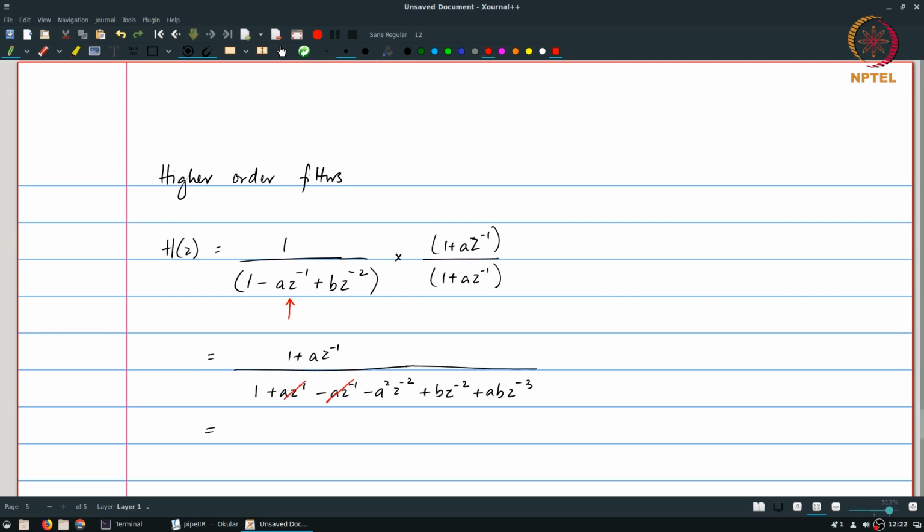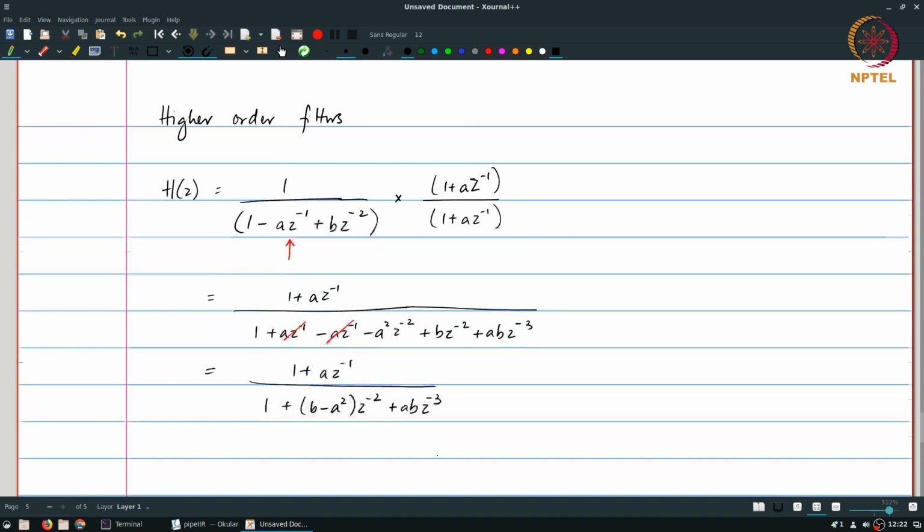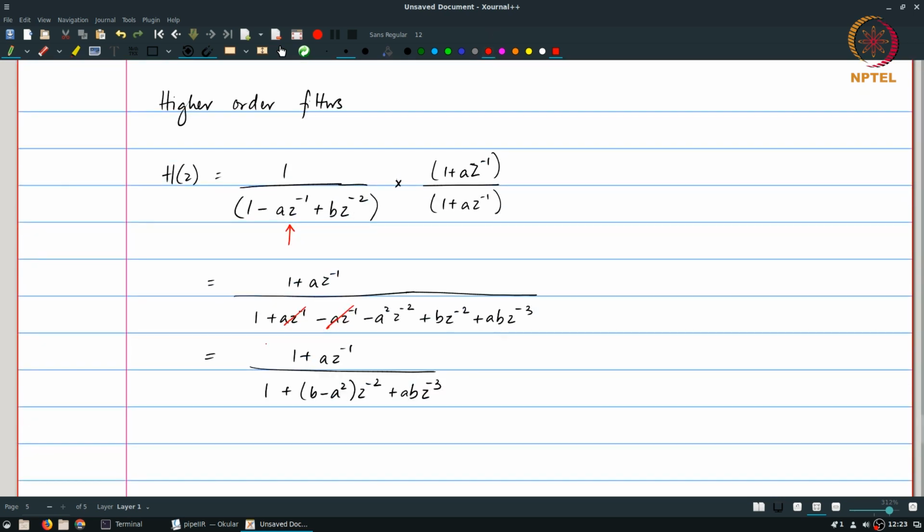These two terms cancel out, and the rest reduces to 1 plus a z inverse by 1 plus (b minus a squared) z to the power minus 2 plus ab z to the power minus 3. Now this makes it very clear that we have managed to eliminate the z to the power minus 1 term from the denominator, and as a result the data flow graph for it would look something like this.